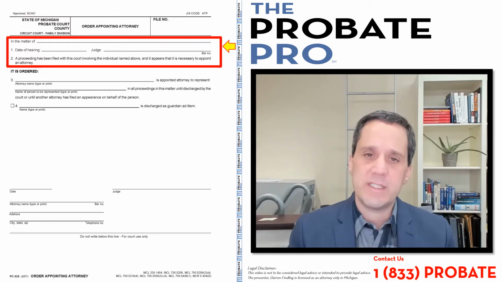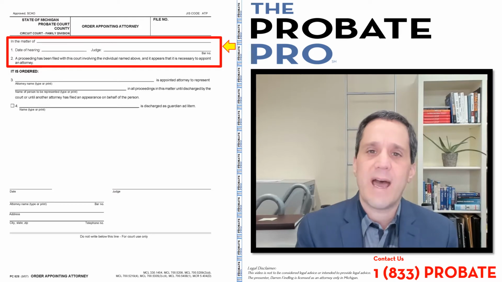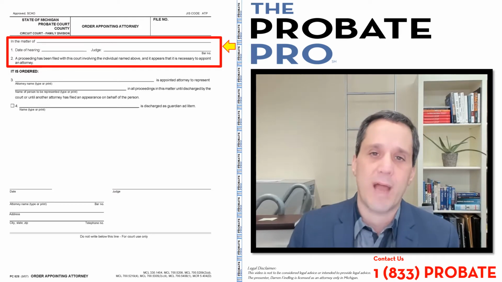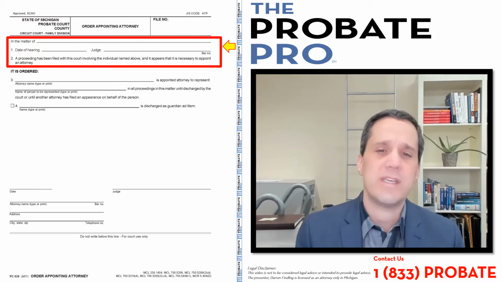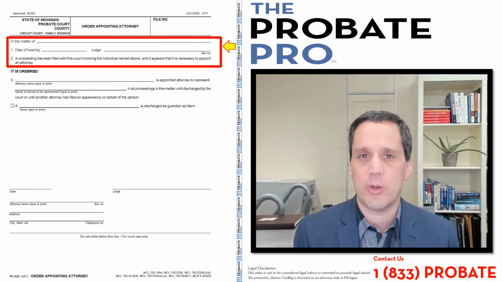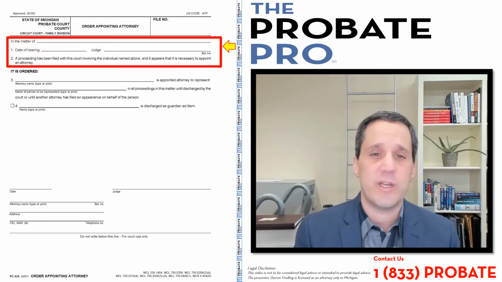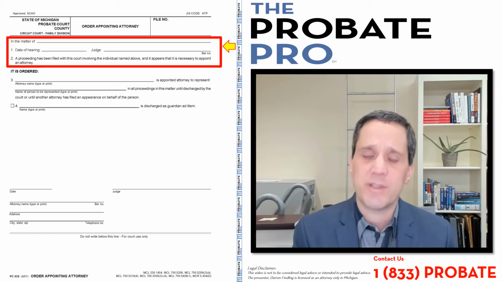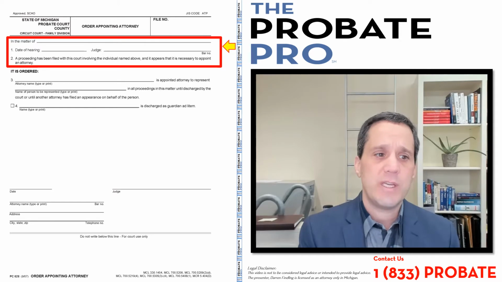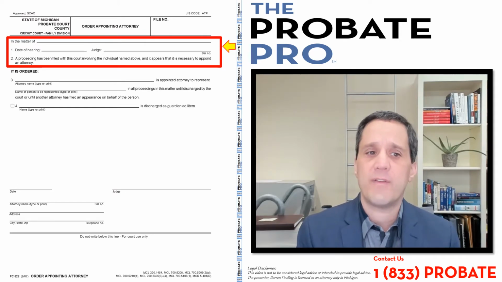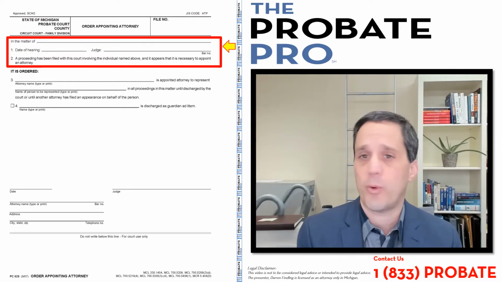Now, with all of these SCAO forms, it's really important to not navigate through the probate process, through guardianship, conservatorship, mental health, or deceased estates, without the assistance of a qualified, experienced probate lawyer to be able to explain the language, the process, understand those court rules and statutes that I've referenced here below, as well as the greater body of statutes. So here it identifies under number 2 that a proceeding has been filed with the court involving the individual named above, and it appears it's necessary to appoint an attorney.